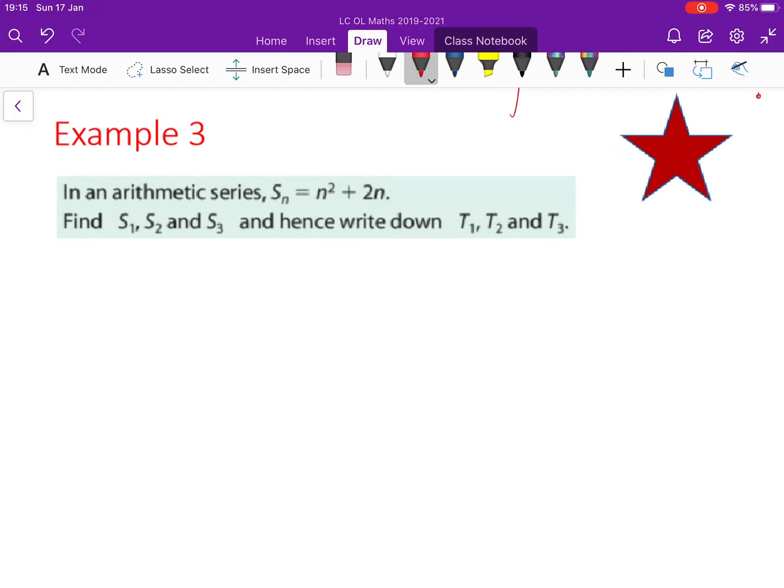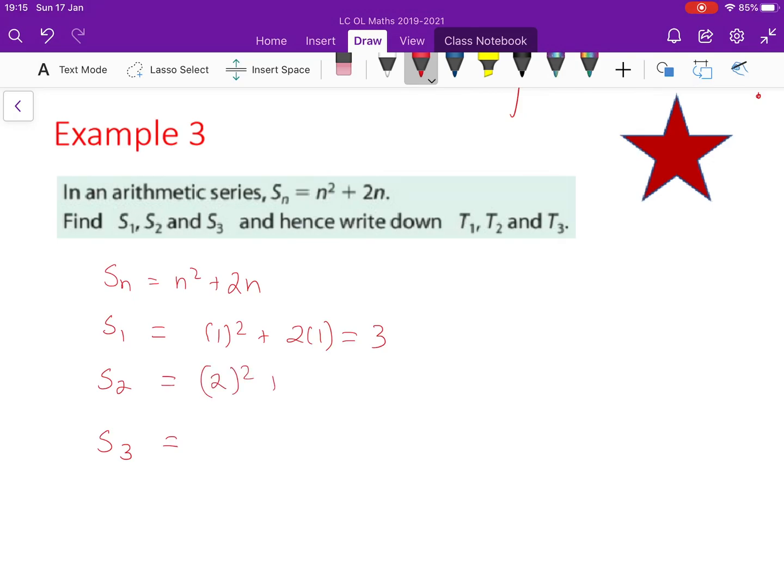So our general formula for the sum, S of n, is equal to n squared plus 2n. So I'm going to sub in S of 1, S of 2, and S of 3. So the sum of the first term, the sum of the first two terms, and then the sum of the first three terms. Wherever we have an n, we sub in a 1, which is 1 squared plus 2 times 1, which should give us 3.